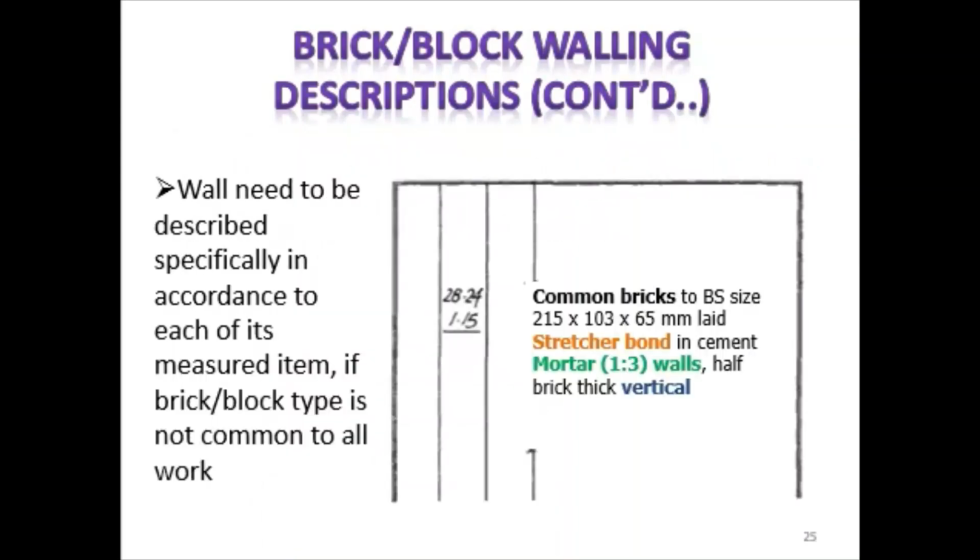Or you can straight away describe it like this, and when you quantify again at the bottom part, if you want to rewrite it again, it is fine, but it will be too much description. If it's just the same, why don't you just make a heading, and maybe the only difference would be the thickness of the wall. So the wall needs to be described specifically in accordance with each measured item, and to state whether it's a brick or block, and whether it is common to all work, or is it a facing brick, and so on.